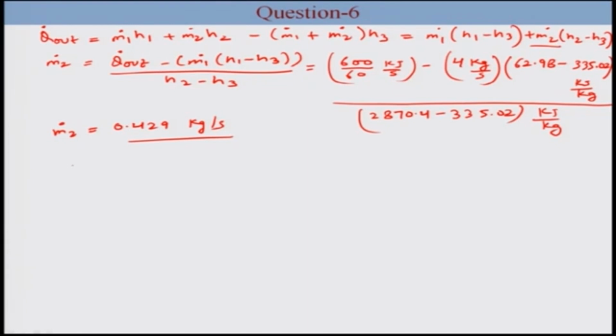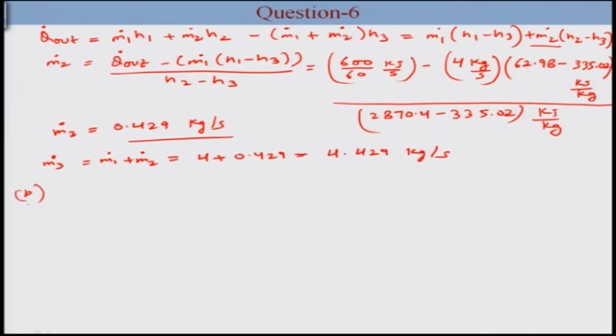From this we can also determine the final mass flow rate which is coming out of the mixing chamber, that is m3 dot, which is equal to m1 dot plus m2 dot, and this is equal to 4 plus 0.429, which comes out to be 4.429 kg per second. Now, in the second part we have to determine the wasted work potential during this mixing process.